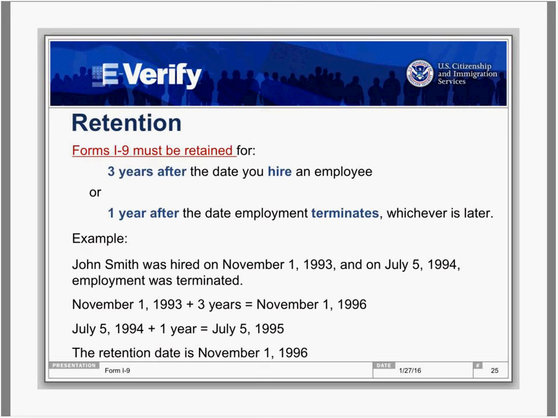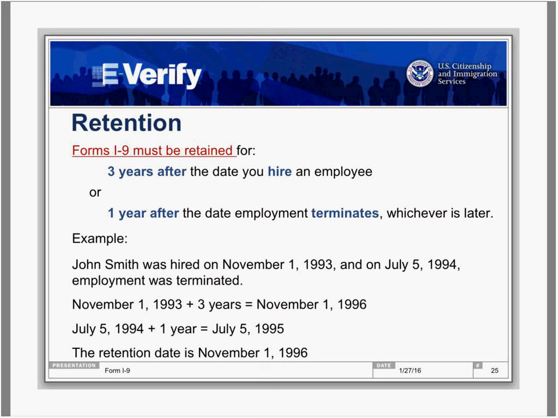Okay, attention. How long do you retain the I-9? Once the individual's no longer working for you. Because if an individual is still working for you, you have to retain the I-9, right? But once they're gone, how long do you retain it? Look up there. The date you hired an individual, plus 3 years, or 1 year after the date they terminated, whichever is later. That's all. Look at the example below, though.